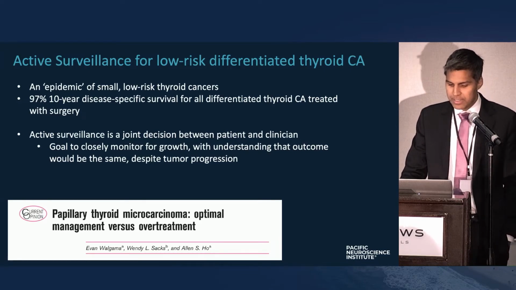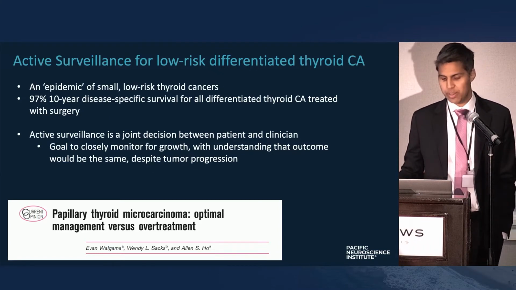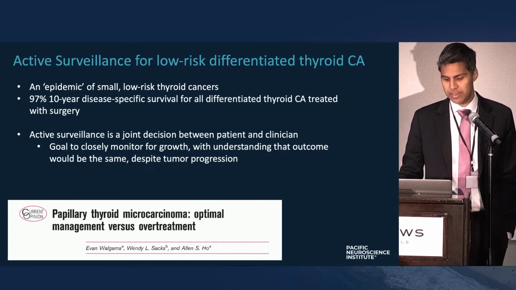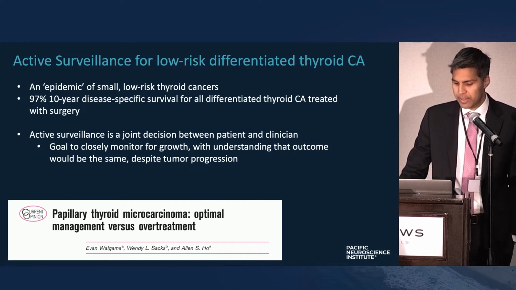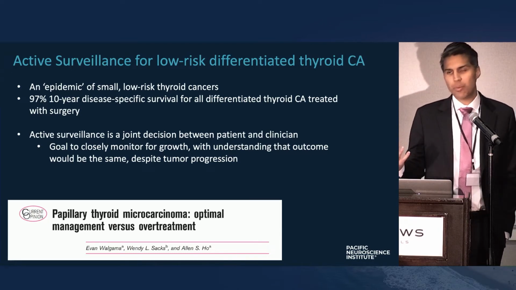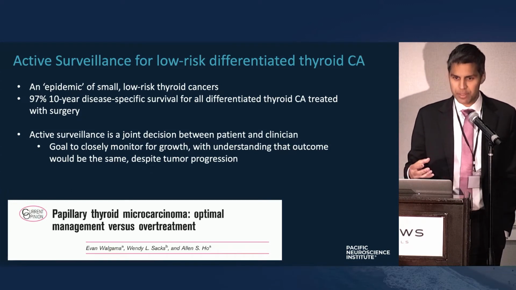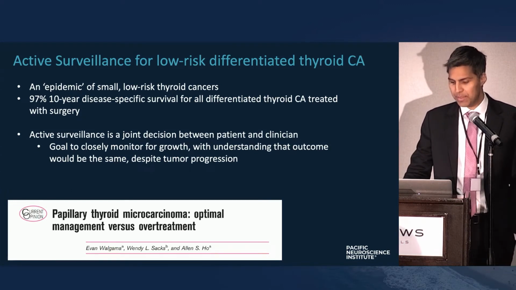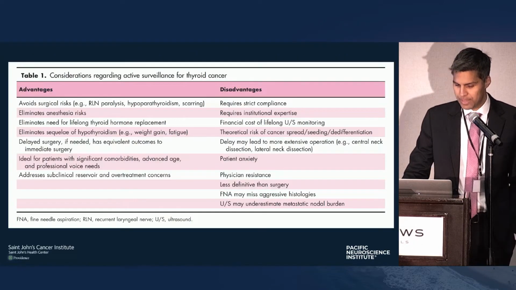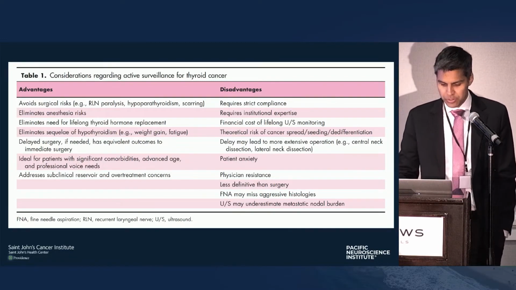So active surveillance is basically a joint decision between a patient and a clinician to closely monitor a known cancer that is thought to be low risk, monitored every 6 months for growth, with the understanding that you're choosing someone for whom, were the nodule to grow, or even spread to a central lymph node, the outcome would be the same as if you were to treat that lesion up front with surgery. It's been studied in a lot of clinical trials, which I'll get to.